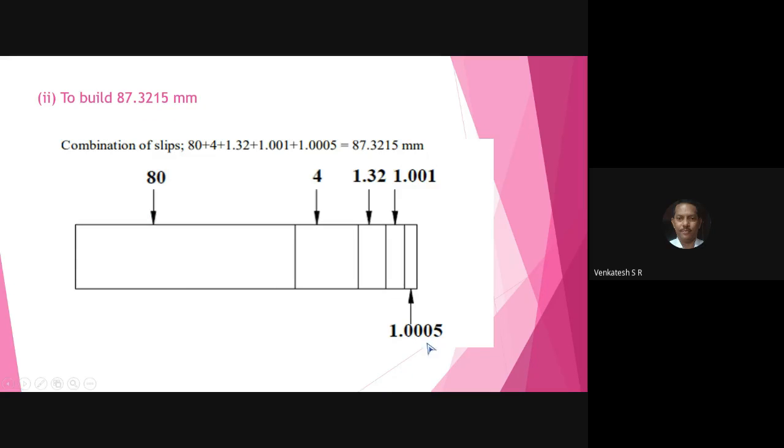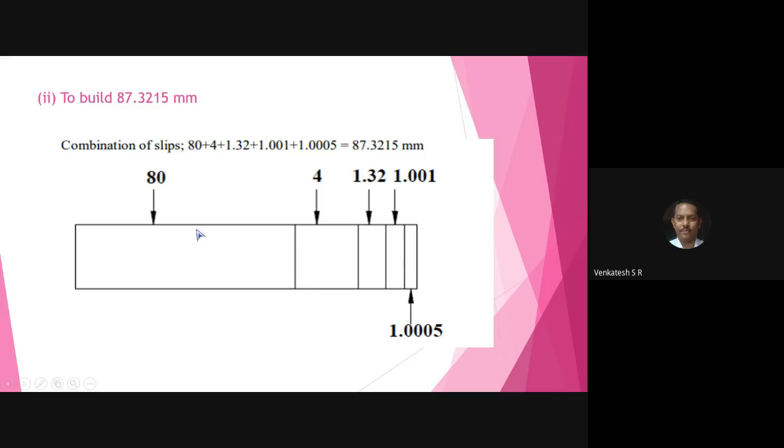First, select the fourth decimal place, 1.005. Next, the third decimal place, 1.001. First and second decimal place, 1.32. Next, the whole number 4 and the unique number 80. So in the set of slip gauge blocks, all the dimensions of slip gauges are available.